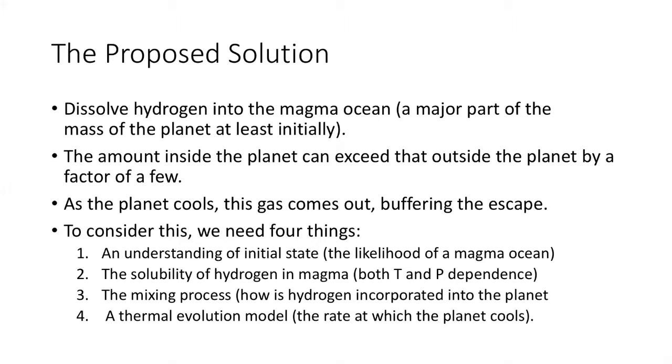So the gas dissolves in the ocean, gets mixed by convection into the ocean to great depth. And even though the mole fraction of hydrogen in the ocean might be as low as 10 to the minus 4, because the magma ocean is massive, a big fraction of the total mass of the planet, you can store inside the planet an amount of hydrogen that is larger than the amount that's in the atmosphere above.